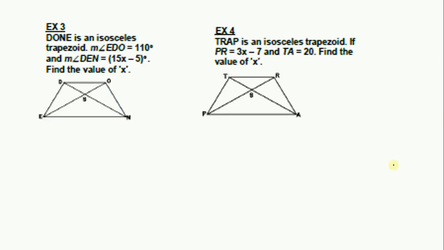Let's try a couple of examples of isosceles trapezoids. So, DONE is an isosceles trapezoid. The measure of angle EDO, this one right here, is 110 degrees, and the measure of DEN is 15x minus 5. Please find the value of x.